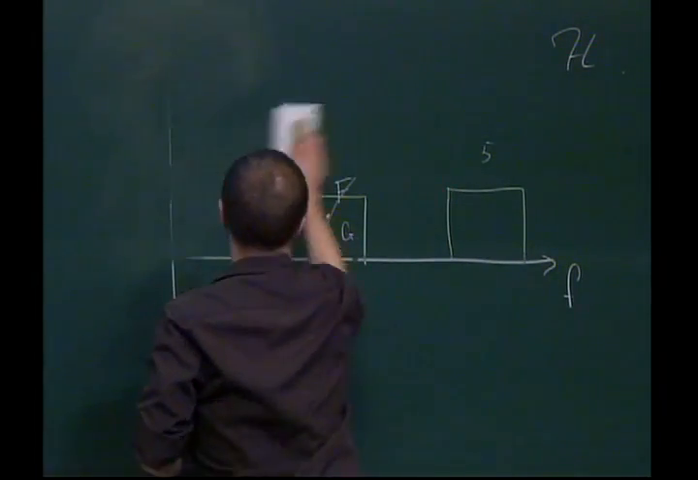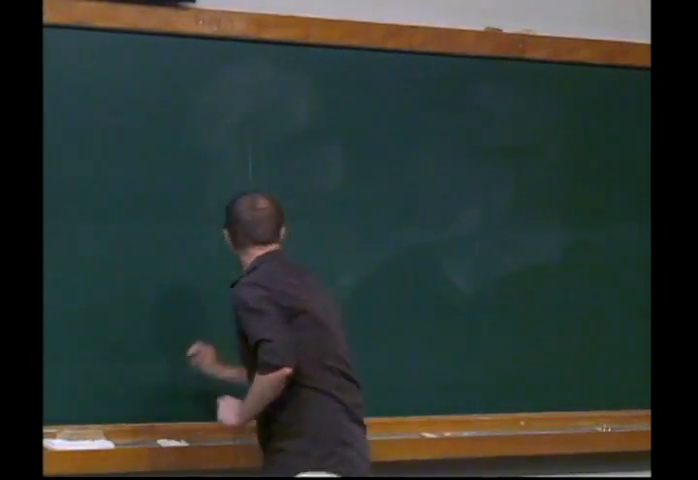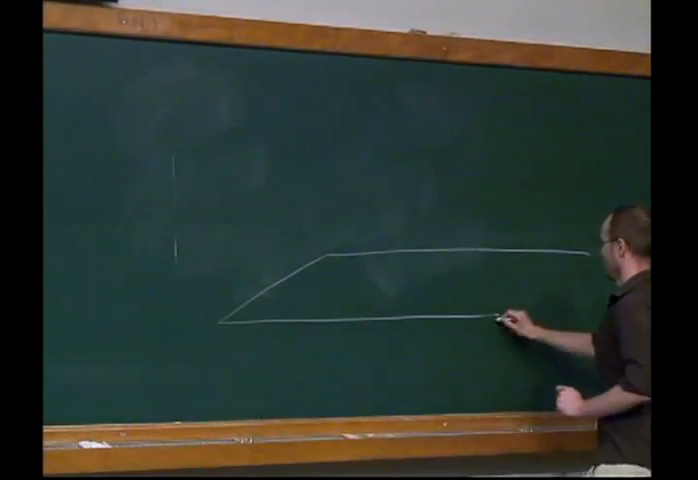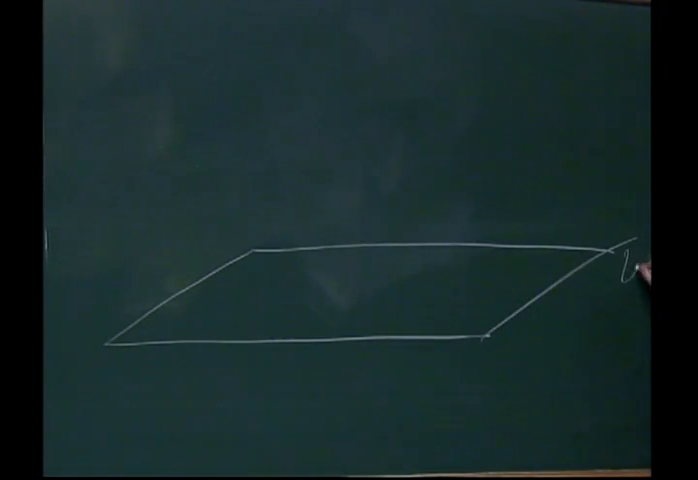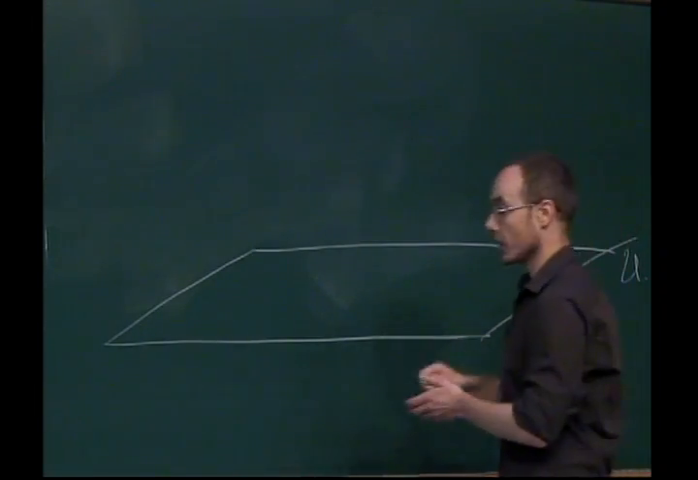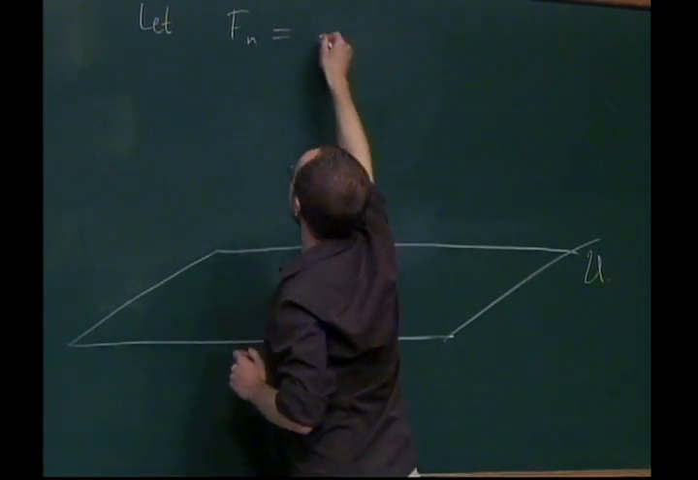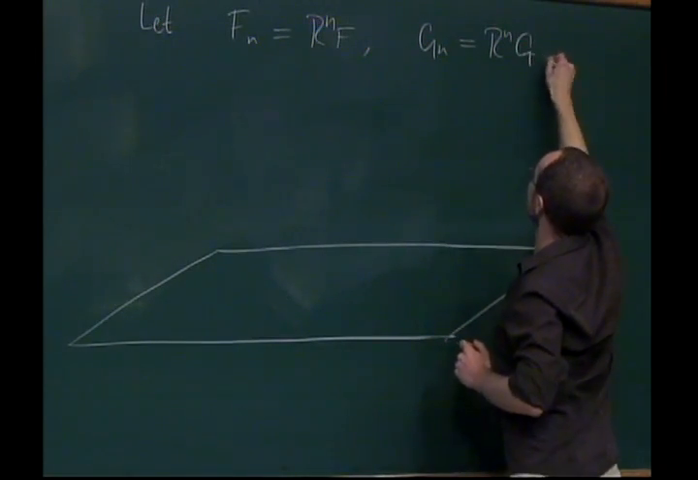So first of all, it's probably better to draw a three-dimensional picture. That'll make it clearer. Okay. So this is your space of unimodal maps, and so let's say you start off with, let Fn equal the nth renormalization of F, and Gn equal the nth renormalization of G. Okay.